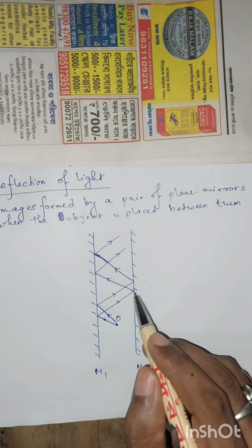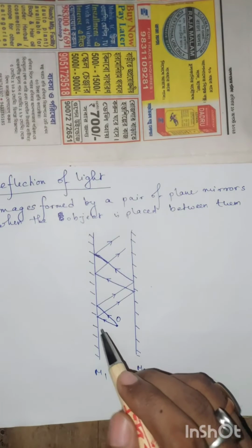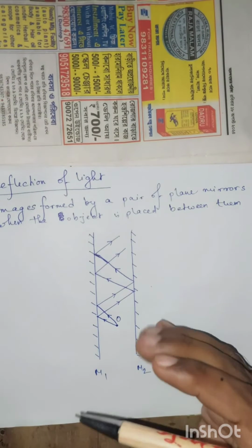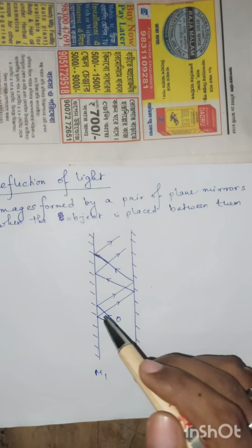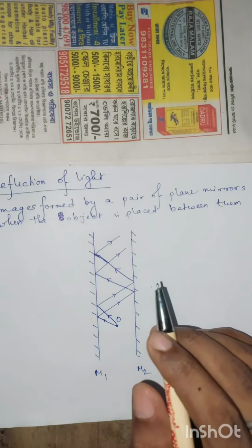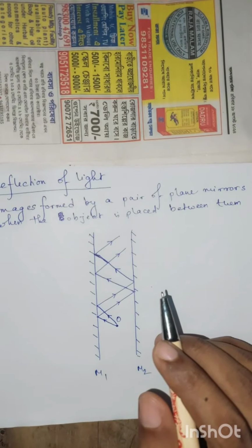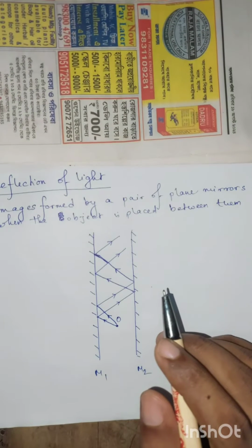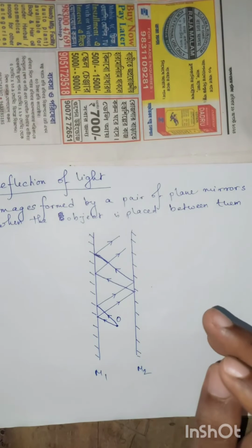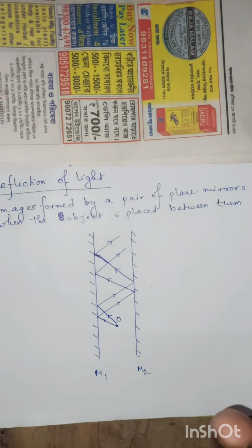For each reflection, some amount of light energy is being absorbed. So the energy of the reflected ray is slightly less than the incident ray. So in each reflection, we are observing a loss of energy. That is why we can see only few images.